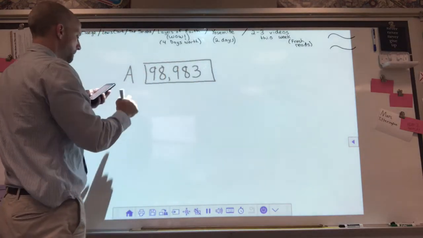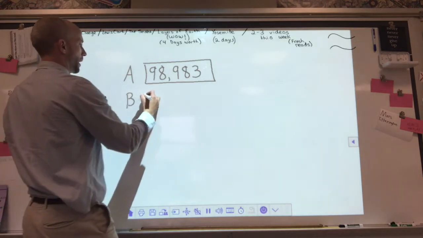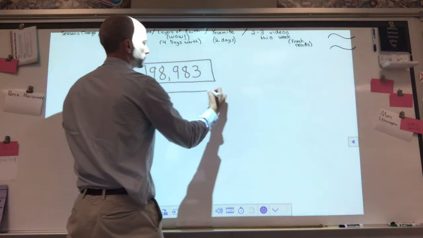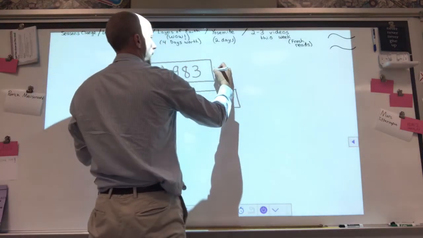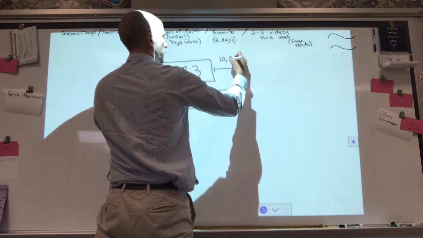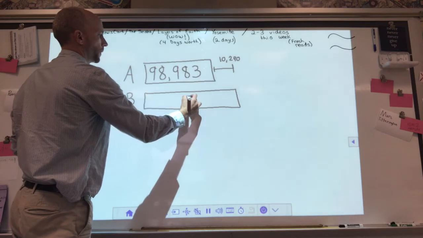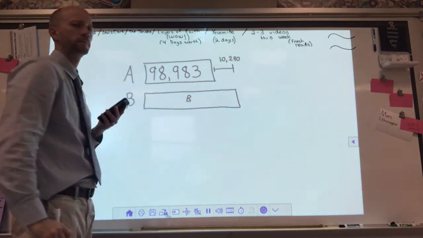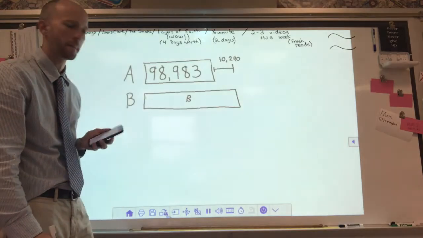Then it says B is 10,200 greater. So if this was just a one-step tape diagram, I'd solve for B. That's pretty much how I take these on, guys. I take them on as, okay, there's my first variable. I have to solve for B. One step, boom, there it is. I'm just going to add those two together to find out B.